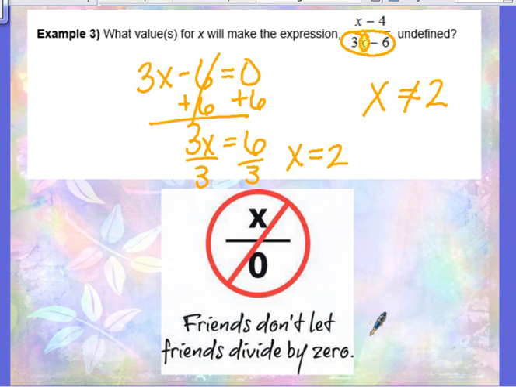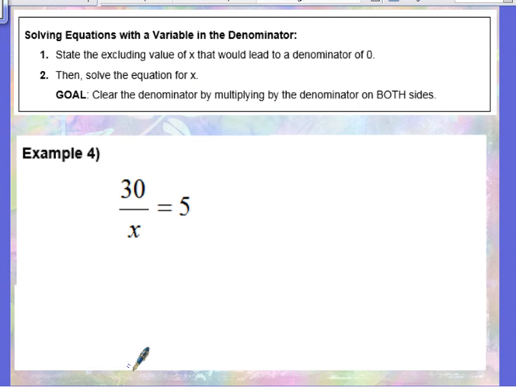So remember, friends don't let friends divide by 0. We just don't like that because our expression will be undefined. Now what we are going to do is solve these equations that have a variable in the denominator. We will do 2 parts. Step 1. State the excluding value of x that would lead to a denominator of 0. So that's what we already did on the first 3 examples. We will write what x is not allowed to be.